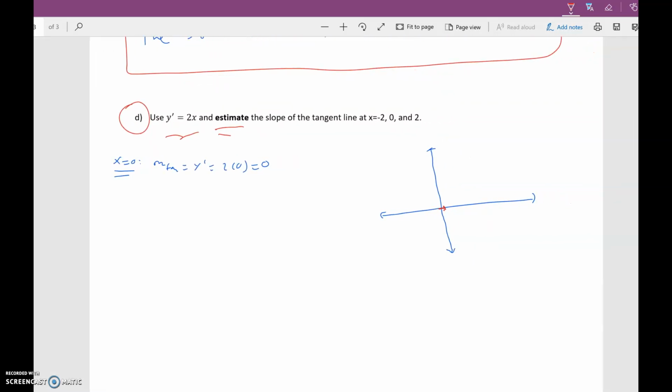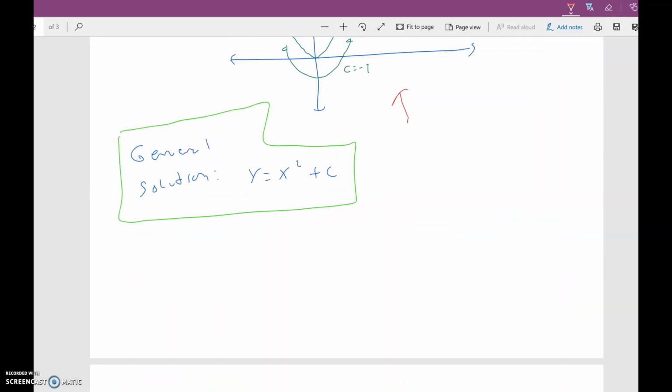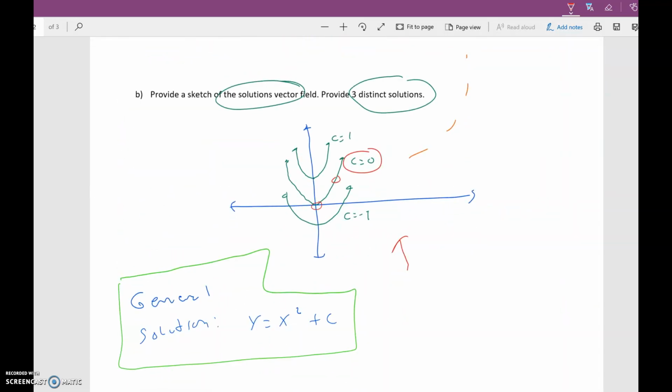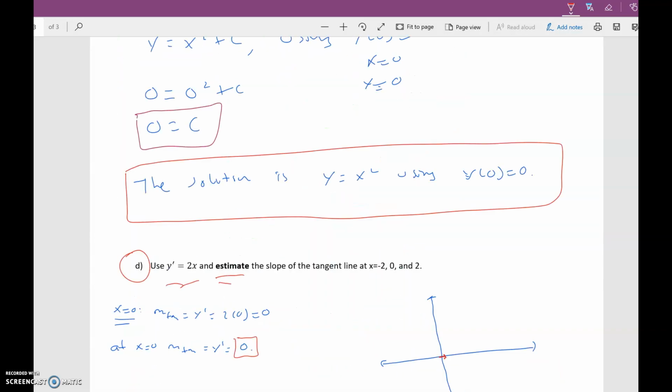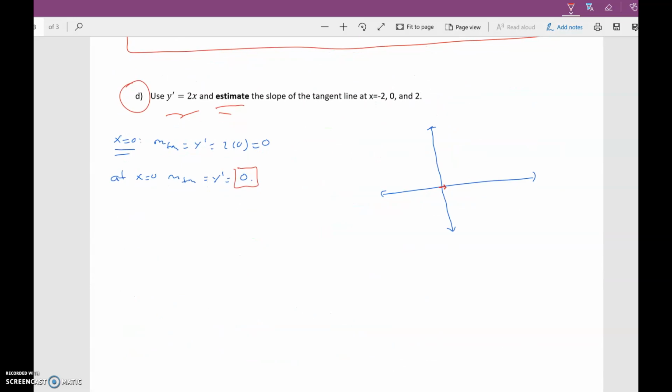That's just to indicate if the tangent line is positive or negative, so we use a notation like vectors. At this point, let me just write it out. At x is equal to 0, m tangent is equal to y prime, which is equal to 0. So we know that within the vicinity of x is equal to 0, you have a 0 tangent, which represents that at that point, the tangent line is, in fact, 0. And that's for the first value there.